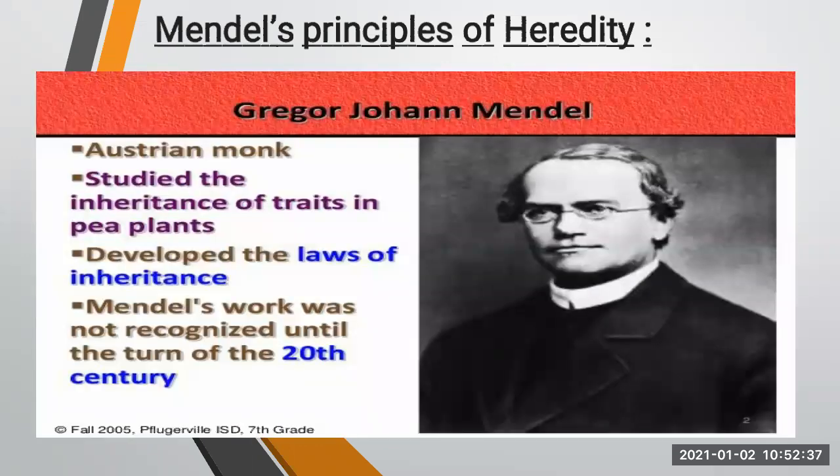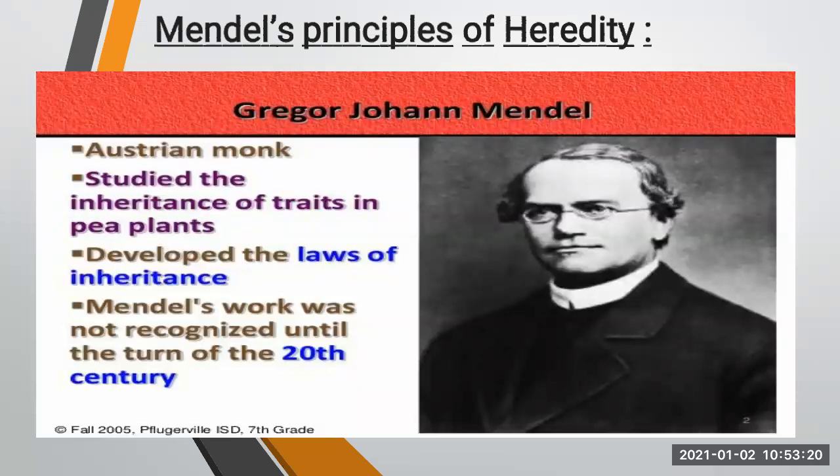Here you can see Gregor Johann Mendel. He was an Austrian monk. He studied inheritance of the traits in the pea plant. Pea plant is what you call vatana in Marathi or Hindi, the green peas which are available in the market. He did his studies on the pea plant. He developed the different laws of inheritance, and Mendel's work was not recognized until the turn of the 20th century. He actually worked in the 19th century, but his work was recognized in the 20th century.